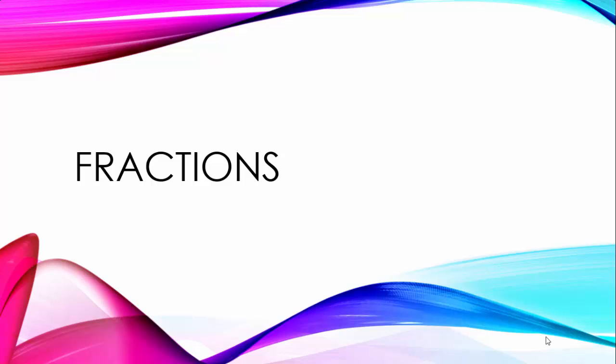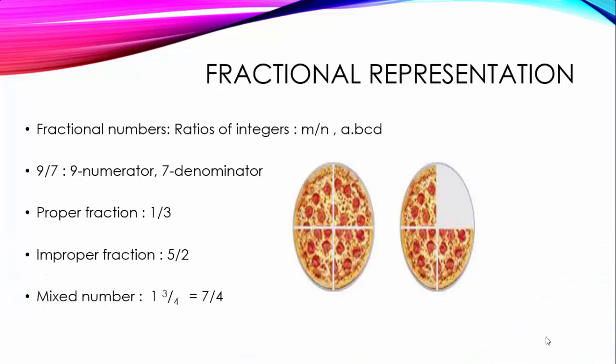Fractions. Fractional numbers are ratios of integers. In other words, a fraction is formed by dividing one integer by another integer. The set of fractions is a subset of the set of rational numbers. A fraction can be expressed in two forms: fractional representation m/n and decimal representation a.bcd.